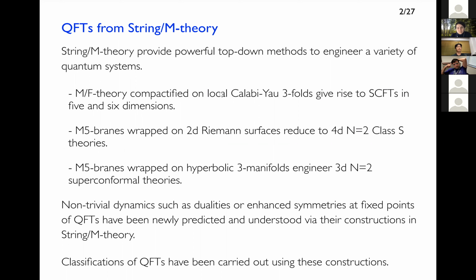String and M-theory have provided a powerful method to engineer a large variety of quantum systems in various dimensions. For example, 6 and 5-dimensional SCFTs are constructed by compactifying M-theory or F-theory on local Calabi-Yau threefolds. The world volume theory of M5 branes wrapped on 2D or 3D manifolds engineers a large class of superconformal theories in 4 or 3 dimensions. Such constructions have played very important roles in studies of QFTs. For example, dualities and enhanced symmetries at fixed points have been newly predicted or understood using these constructions, and in some cases classification of QFTs has been carried out.